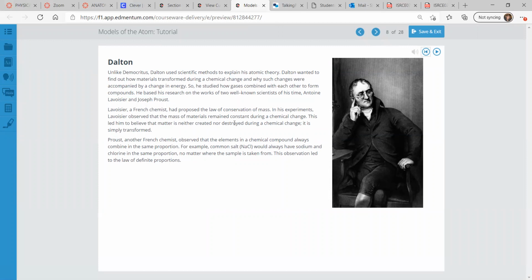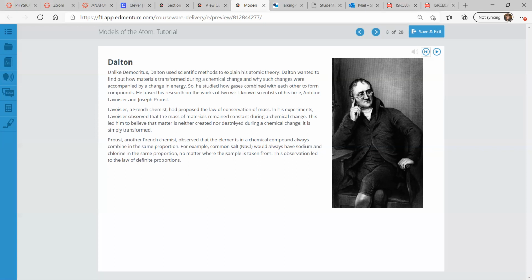So Lavoisier, he was a French chemist. He had proposed the law of conservation of mass. In his experiments, he observed that the mass of materials remained constant during a chemical change. This led him to believe that matter is neither created nor destroyed during a chemical change. It is simply transformed.